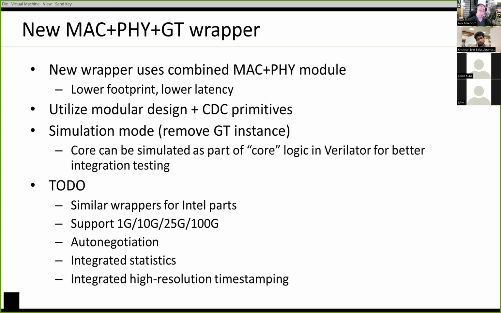The idea is I also want to be able to support 1 gig and 100 gig, so you can do auto negotiation from 1 gig all the way up to 100 gig. And by 100 gig, I'm talking about including the CMAC inside of the wrapper as well. It would be useful to support auto negotiation and then also to integrate statistics collection and the high resolution timestamping functionality, all into the same wrapper. So you can just drop that down, hook it up, and then you get all these capabilities.